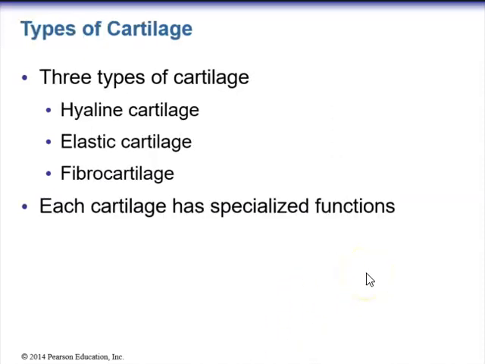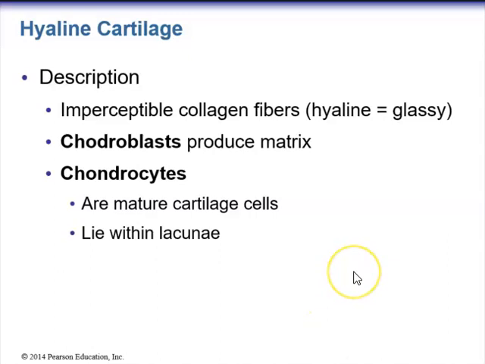So we have three types of cartilage. We have hyaline cartilage, elastic cartilage, and fibrocartilage. Now each cartilage does have its own specialized function. First, we're going to talk about hyaline cartilage. Hyaline cartilage has an imperceptible amount of collagen fibers. Hyaline means glassy, so if you ever look at hyaline cartilage, it looks like ground glass.